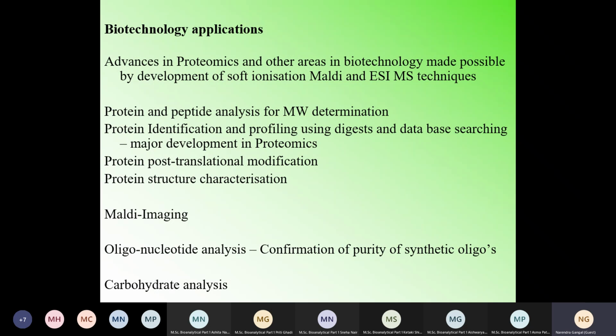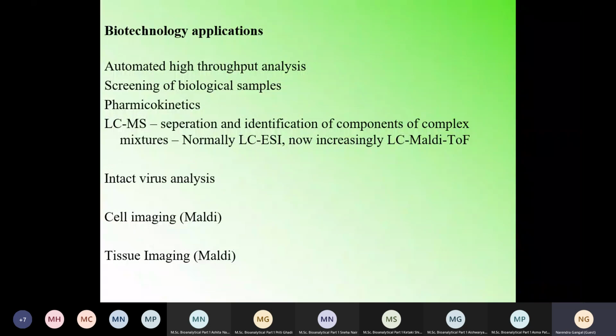So protein and peptide analysis or molecular determination, protein identification, profiling, protein post-translational modification, protein structure characterization, MALDI imaging, oligonucleotide analysis. So it is purely a bioanalytical or biotechnological application. It is not used for simple molecules. It is a very automated, high throughput analysis, screening of biological samples, pharmacokinetics, separation and identification using complex mixtures.